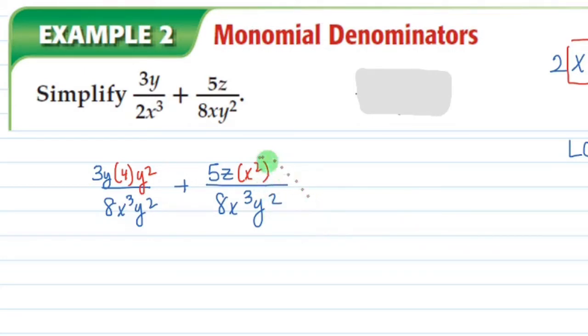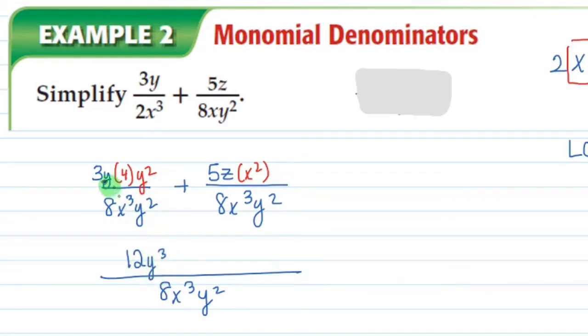Okay? And now we can make one big fraction out of this. So here's the common denominator. And we're just going to multiply, simplify these and put them on one fraction. So this now becomes 12y to the third, because y squared times y is y to the third, and 3 times 4 is 12, plus 5x squared z.